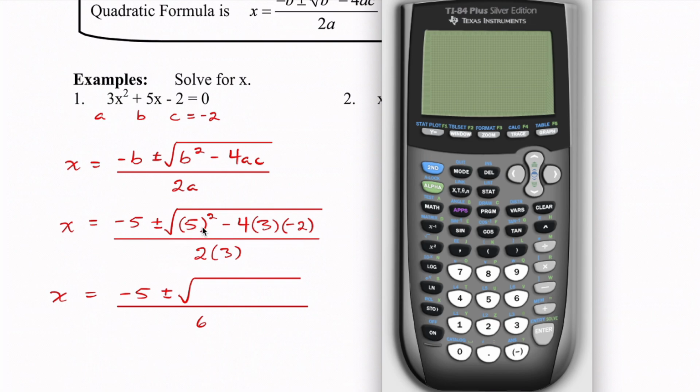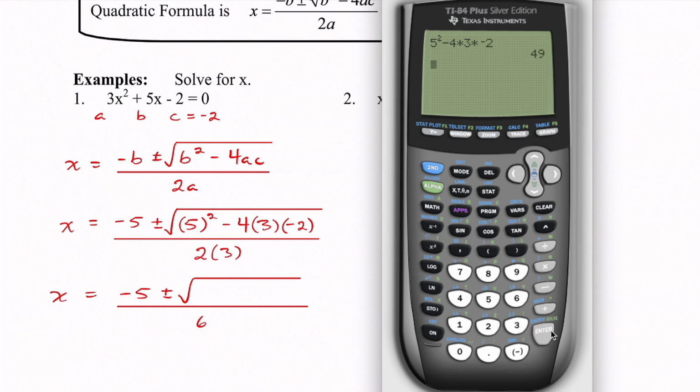And this is where you just got to be careful to type it. If ever you have a negative in here, you got to make sure you put brackets around the negative. In this case we don't, so I can just put in 5 squared. So I got 5 squared minus 4 times 3 times -2.